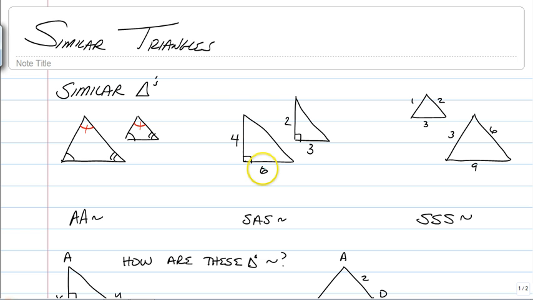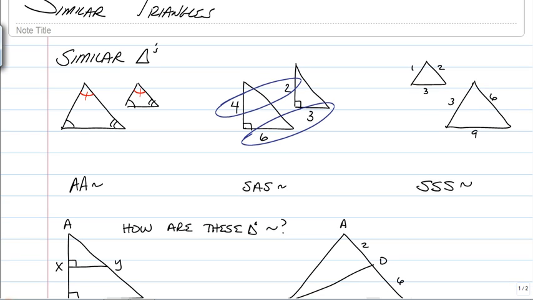The second one is side angle side. Now, not the side angle side you remember from congruent triangles. These are similar triangles. So the angles have to be congruent, but the corresponding sides have to have the same ratio. So 2 to 1, 2 to 1 with congruent angles in between. That is another way to do triangles that are similar. Last one would just be all three sides have the same ratio. That would give you similar triangles as well.